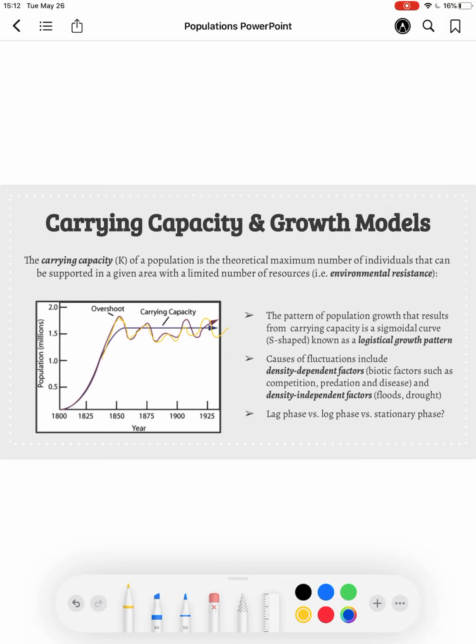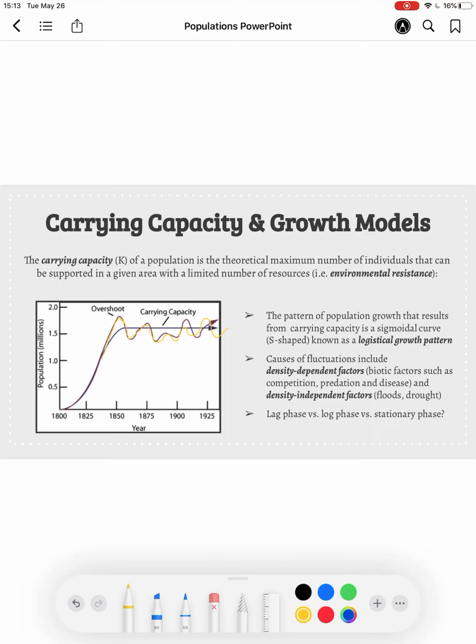Something that's going to help the human population to have less individuals that it'll need to sustain, because the human population is growing really, really fast. So this is sort of a way of, I don't want to say killing them off, but making it so our resources reach farther. So the pattern of population growth that results from carrying capacity is called a sigmoidal curve, or an S-shaped curve, known as the logistic growth pattern.